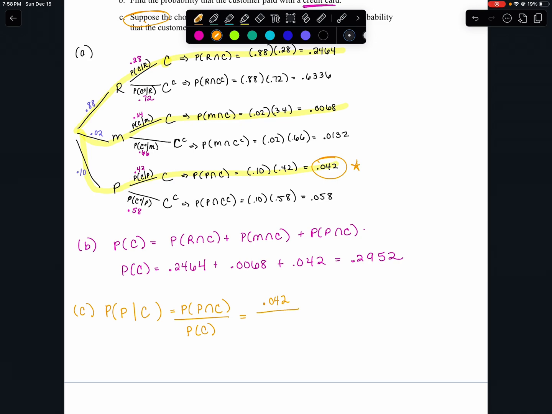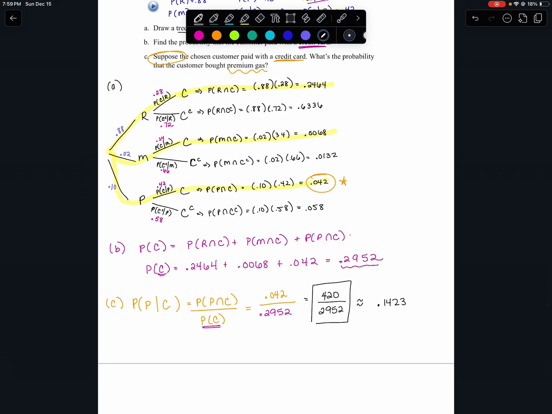And then I'll put that over. Now this is where this one was nice. They had us find the probability that they paid with a credit card up in part B. So I don't have to go through and do that again. That's 0.2952. And then if you turn that into a fraction without decimals, that can just be 420 over 2952. Or if you want to turn that into a decimal, that's 0.1423 or percent. You guys know how probability works at this point, okay? And that would be the chances that we chose someone at random, that if we knew they paid with a credit card, what's the chances that they got premium gas, okay?